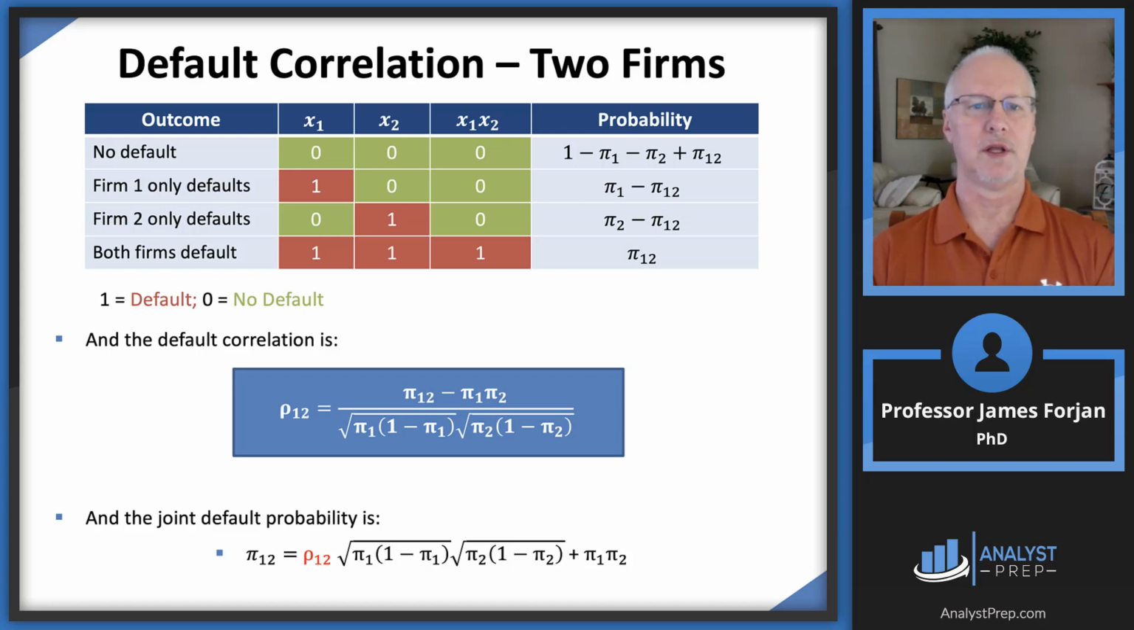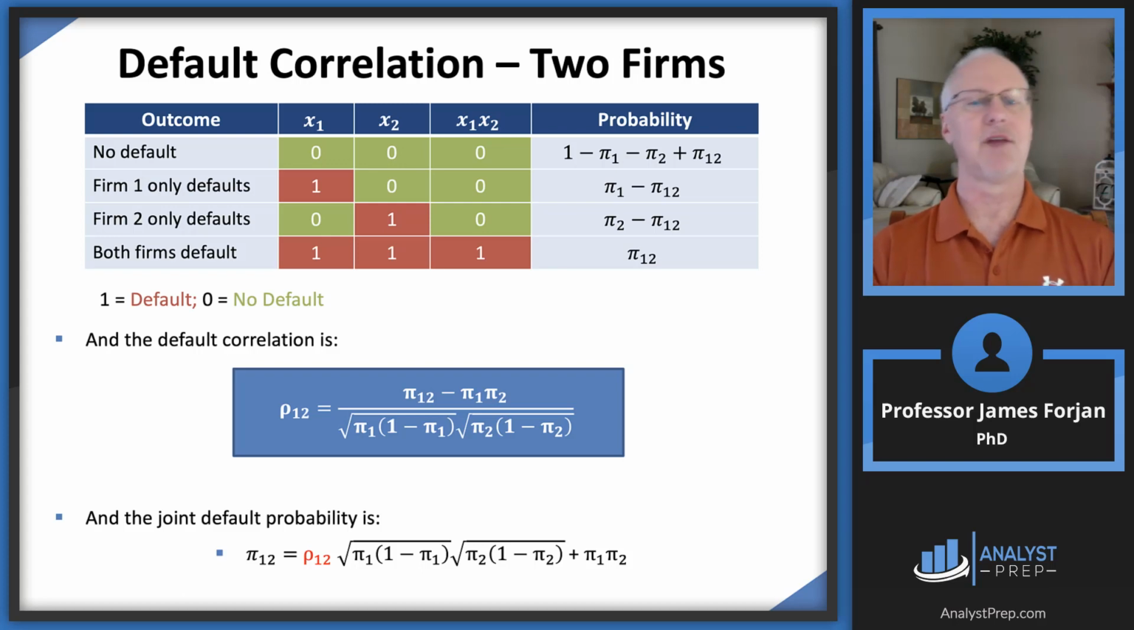So note that 1 is equal to default and 0 is equal to no default. And then the chapter gives you a pretty good definition of the default correlation. So here we have our first stab at some mathematics, and that default correlation is defined as all correlations are defined. There's the covariance in the numerator, and then in the denominator, the product of the 2 standard deviations.